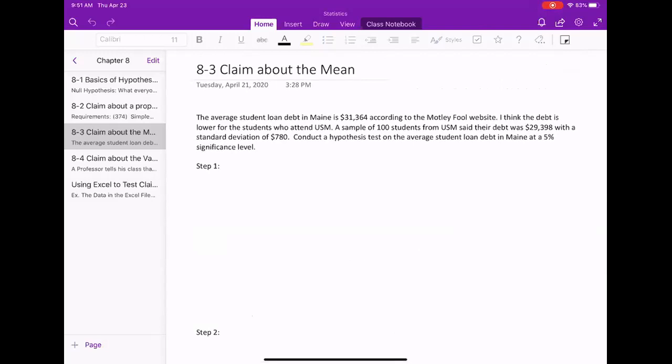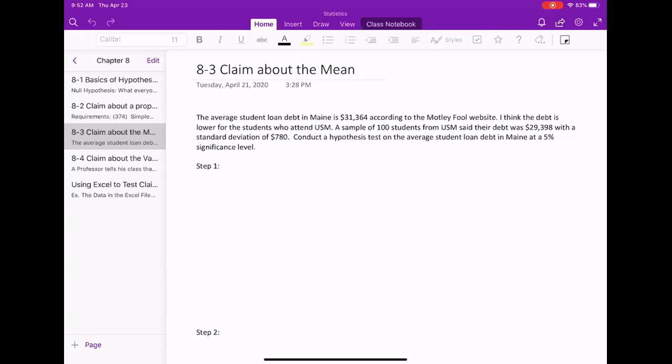So the average student loan debt in Maine is $31,364 according to the Motley Fool website. I think the debt is lower for students who attend USM. So a sample of 100 students from USM said that their debt was $29,398 with a standard deviation of $780. Conduct a hypothesis test on the average student loan debt in Maine at a 5% significance level.